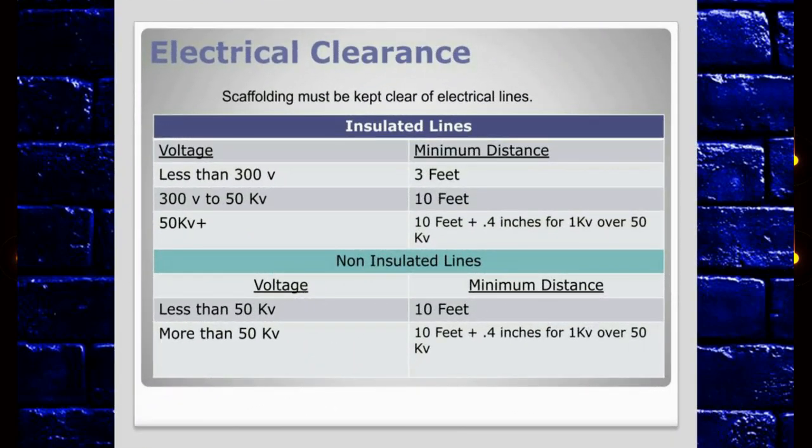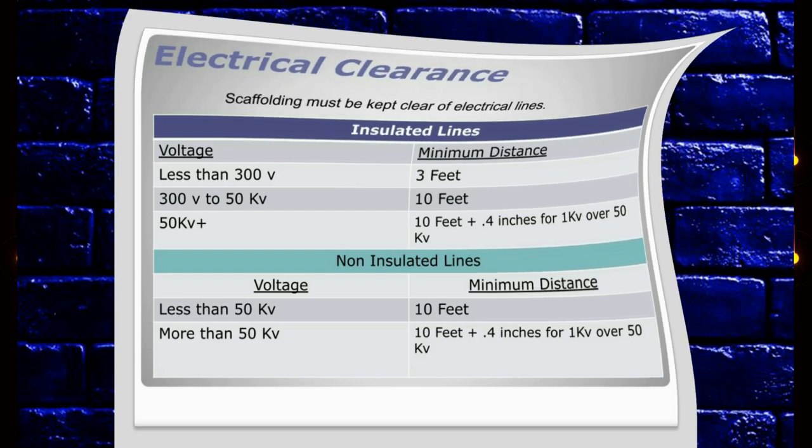Electrical clearance. Scaffolding must be kept clear of electrical lines at all times. Some insulated lines, voltage less than 300 volts, minimum distance away, 3 feet. 300 volts to 50 kilovolts, 10 feet. 50 kilovolts plus, 10 feet plus 0.4 inches for every 1 kilovolt over 50 kilovolts. Non-insulated lines, voltage less than 50 kilovolts, 10 feet away, and more than 50 kilovolts, 10 feet plus 0.4 inches for every 1 kilovolt over 50 kilovolts away. I would just stay a long ways away from these lines because electricity can jump a long ways.